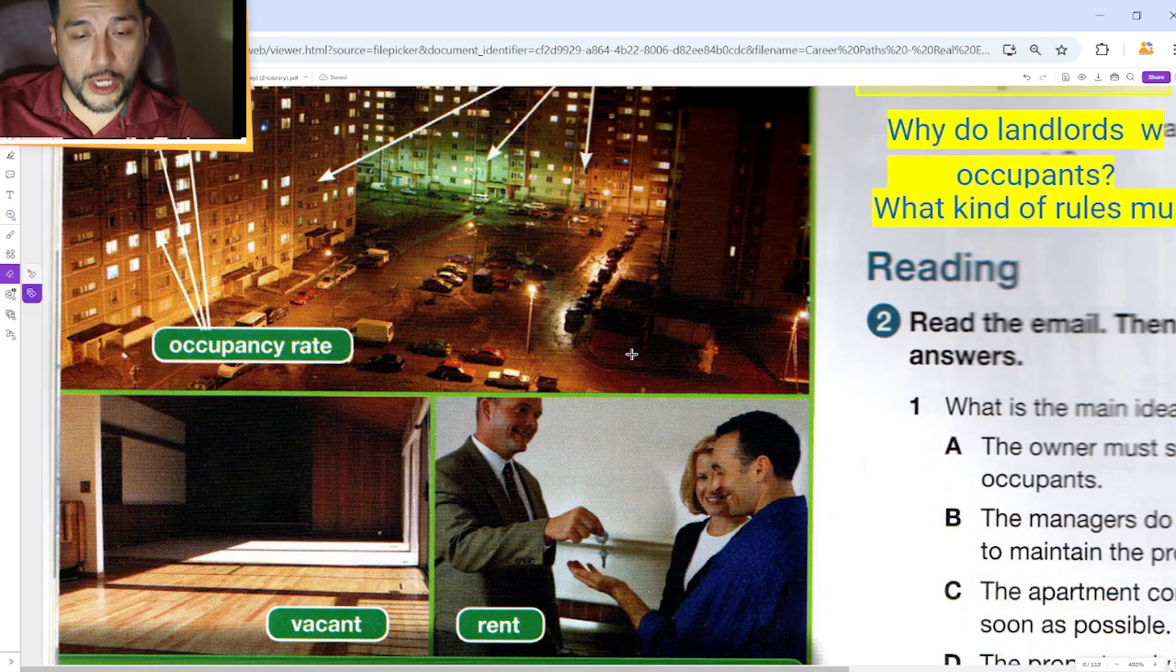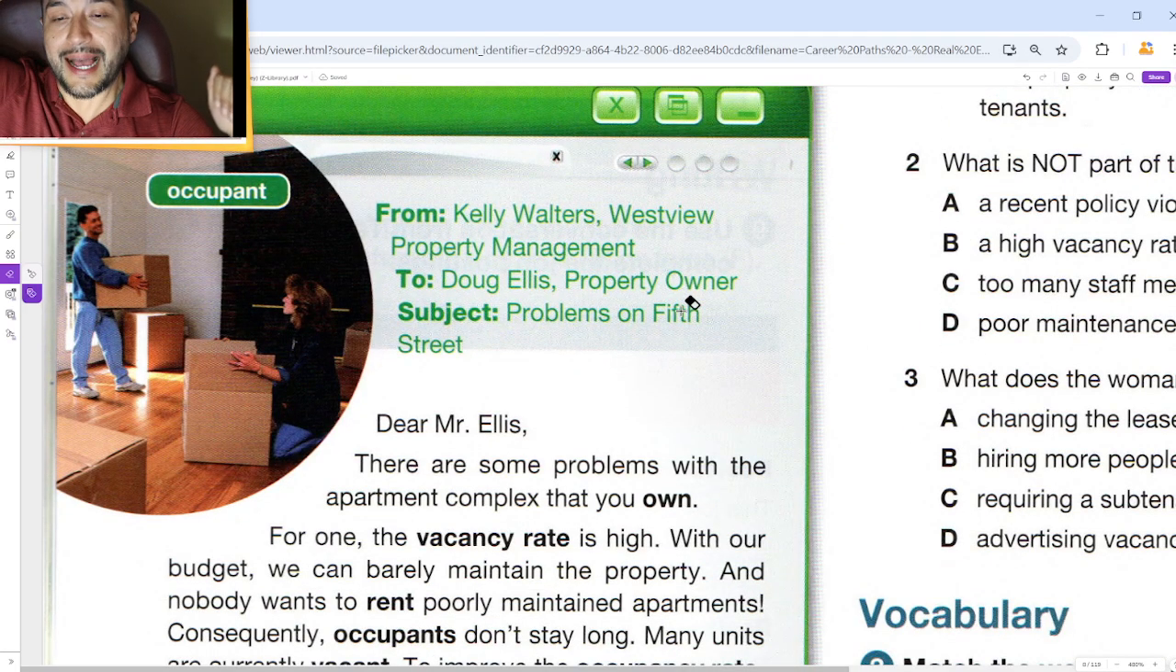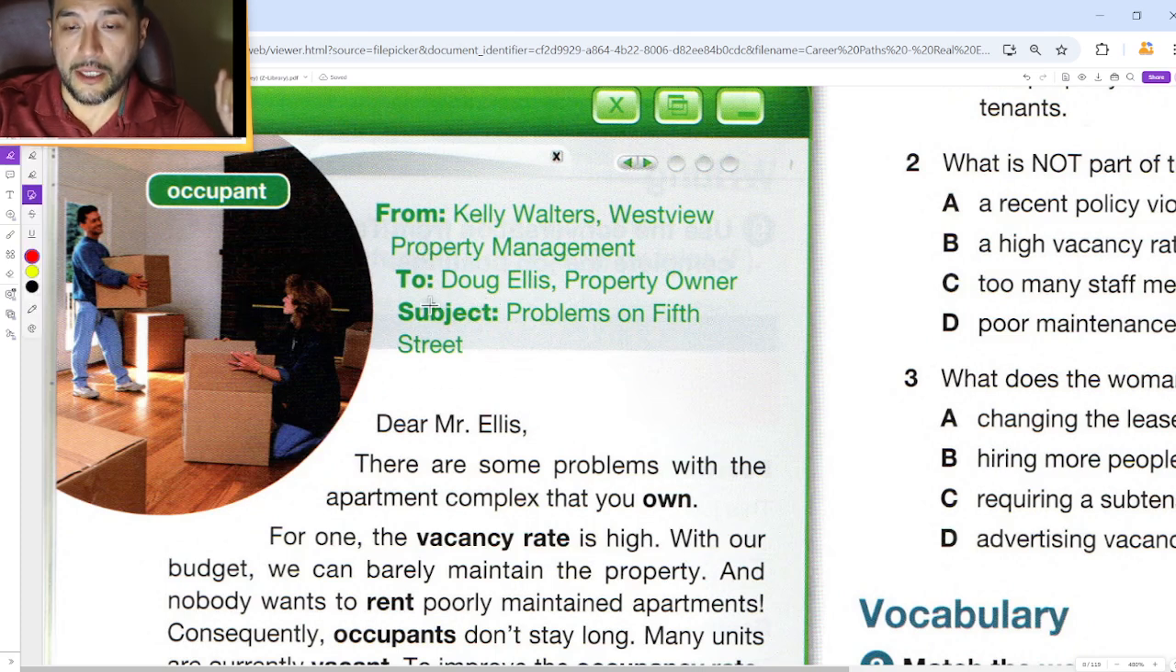If you have those questions and you practiced your answers, let's continue with the class. Let's continue. Occupancy. In today's class, we have an email from Kelly Walters. She's the Westview Property Management. And this is to Doug Ellis, property owner. And the subject is problems on 5th Street.